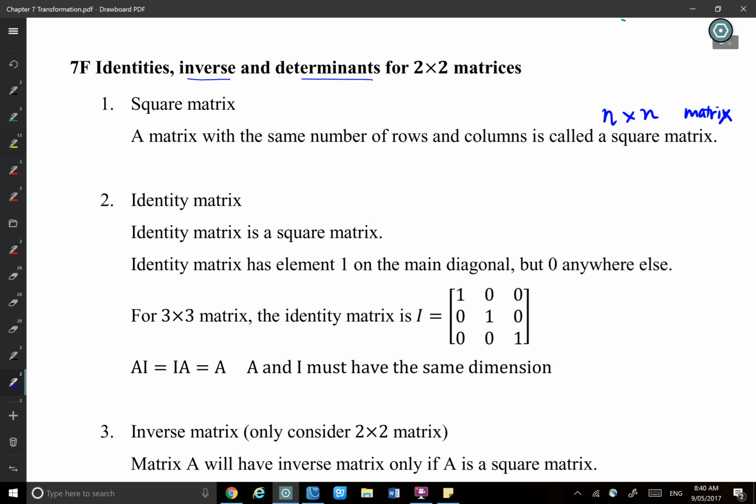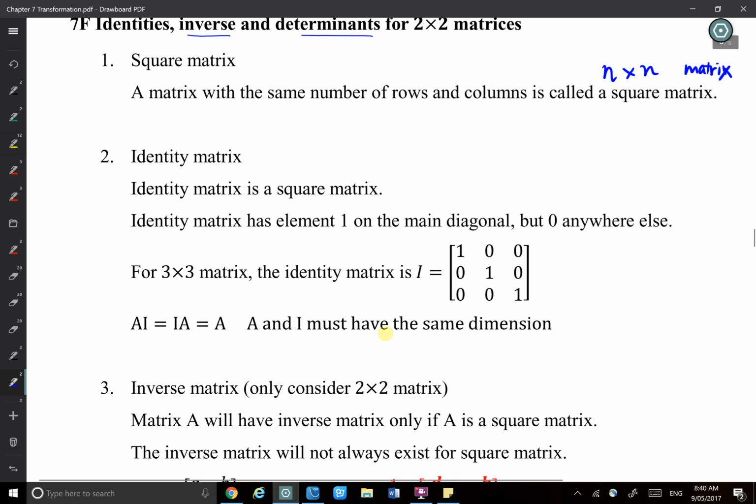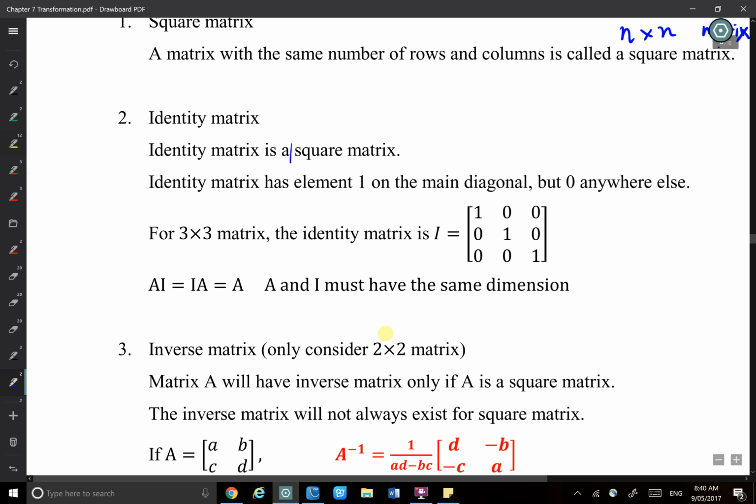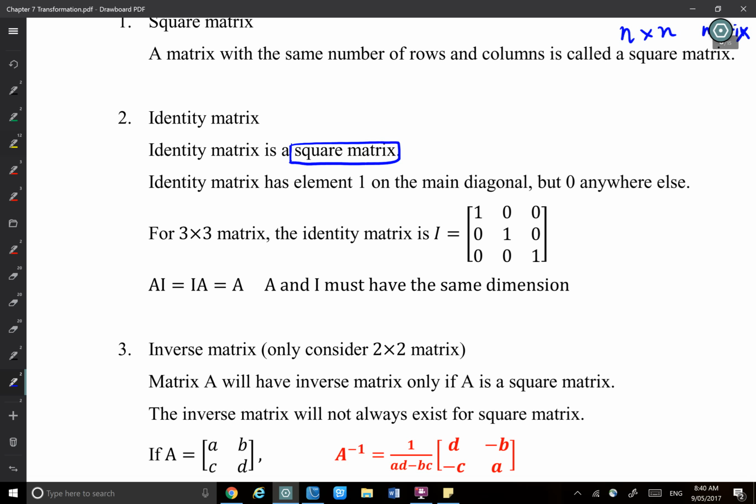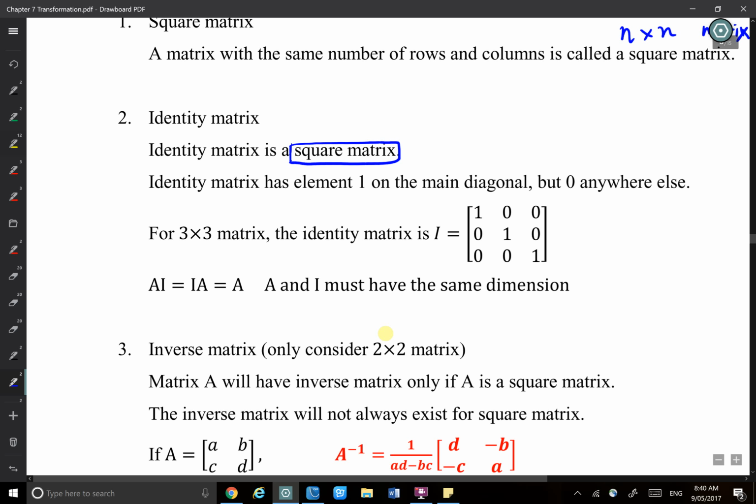And what is an identity matrix? Identity matrix is a square matrix. Okay, first, an identity matrix must be a square matrix. Like, if you have a 3 times 4 matrix, it cannot be an identity matrix for sure. It must be an n times n matrix first. And the identity matrix has element 1 on the main diagonal, but 0 anywhere else. Okay, let's have a look.